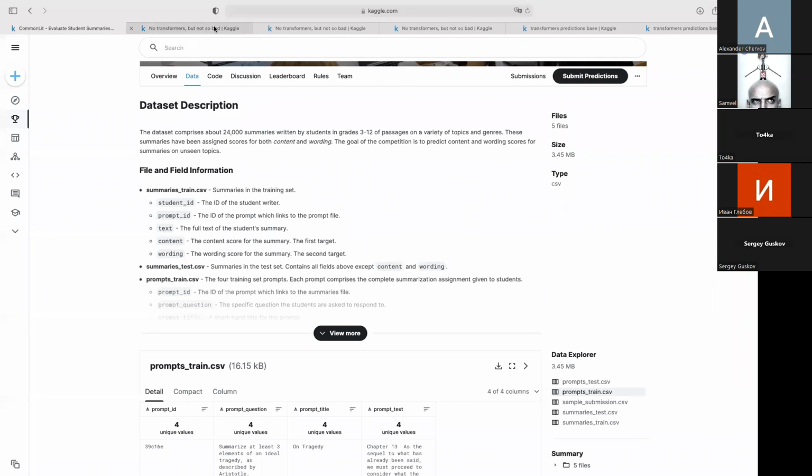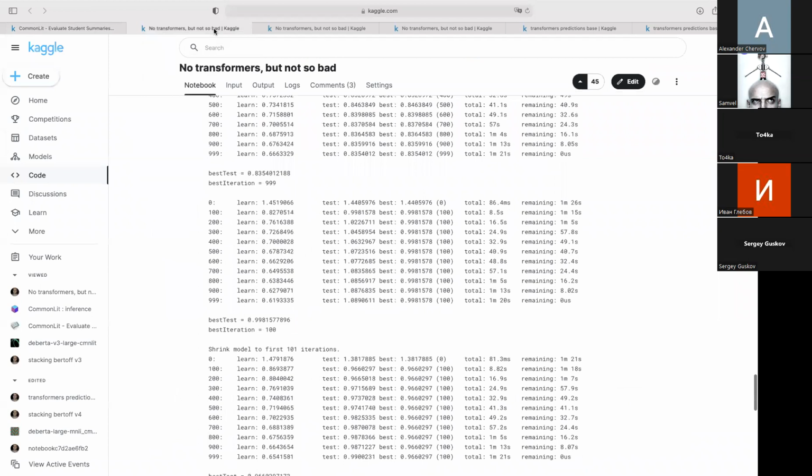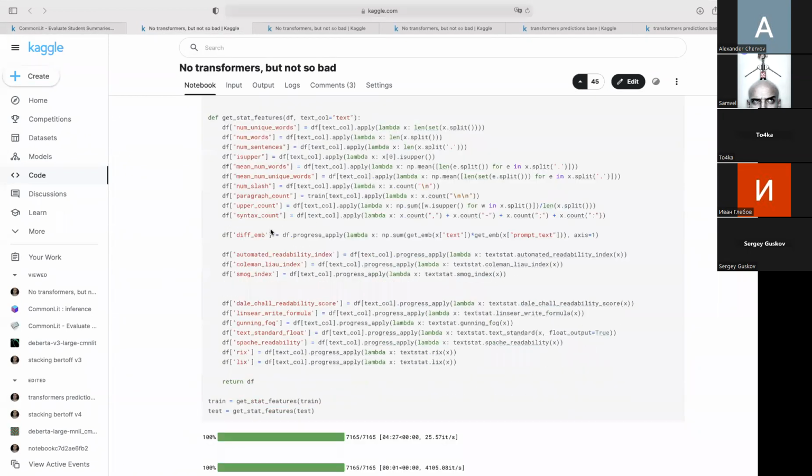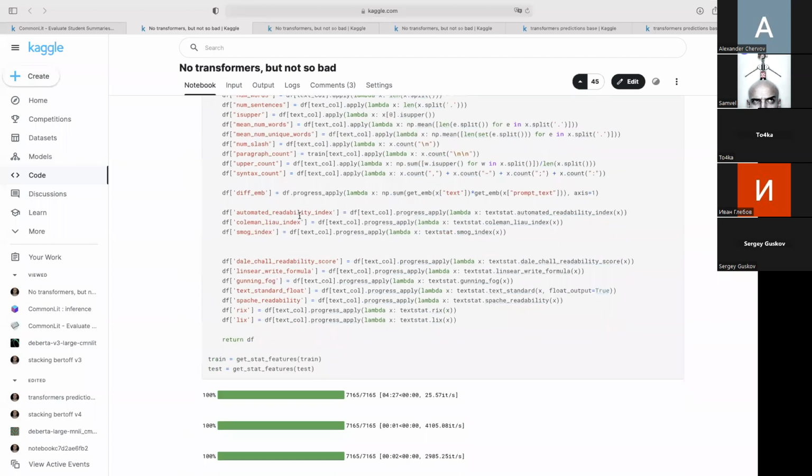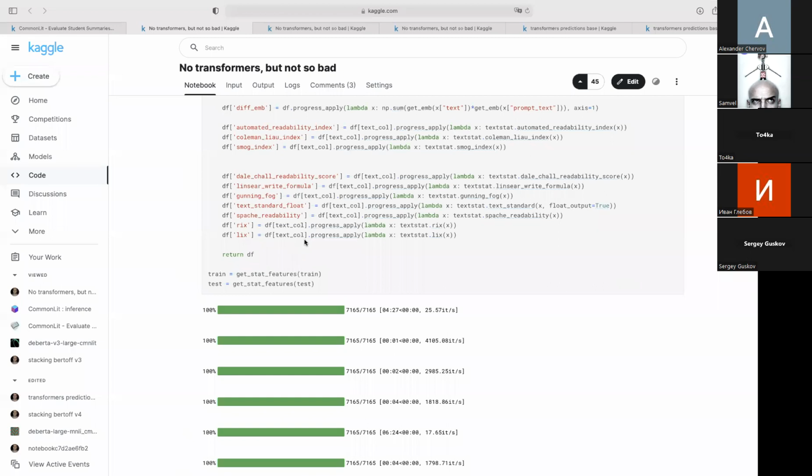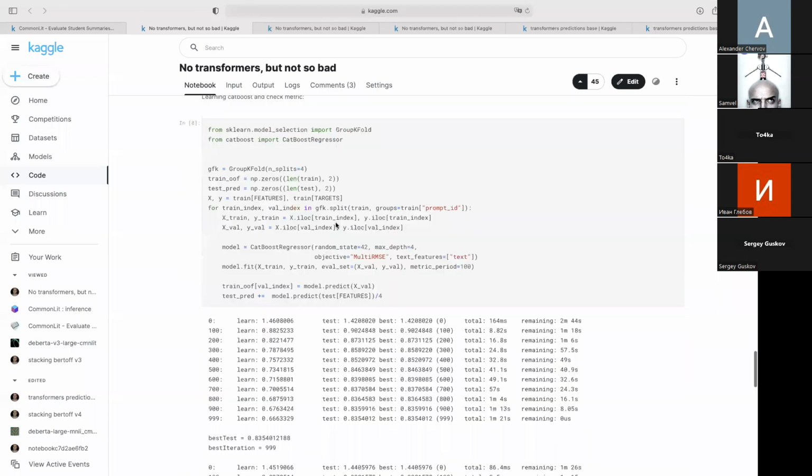And I prepared a simple notebook where we don't train big machine learning models, and we use only simple features, not exactly only simple features, but features about how to qualify text quality, like smog index, gunning fog, text standard float, and other features from a great library, TextStat. So in this notebook we don't train transformers, but we can still get not bad results.